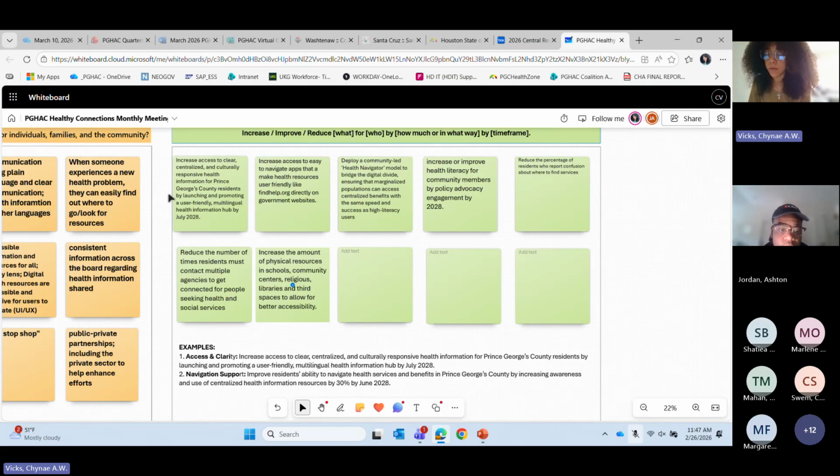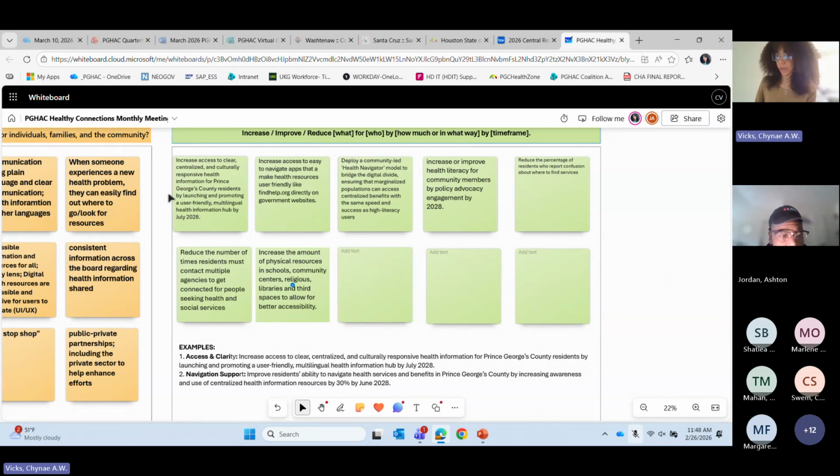Adam: increase the amount of physical resources in schools, community centers, religious centers, libraries, and third spaces to allow for better accessibility. Yeah. Love that. So making sure that they can find health information, not just online or just at the doctor's office, but at the library, at the churches, I love it. Places of worship. Yep. This is great.